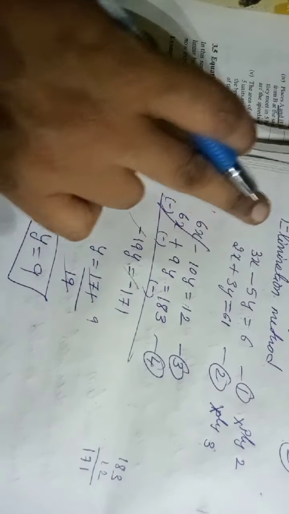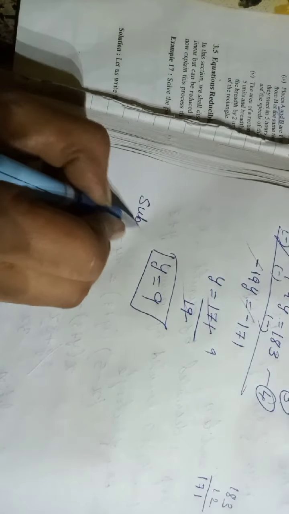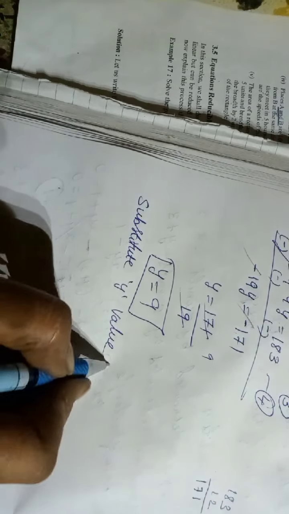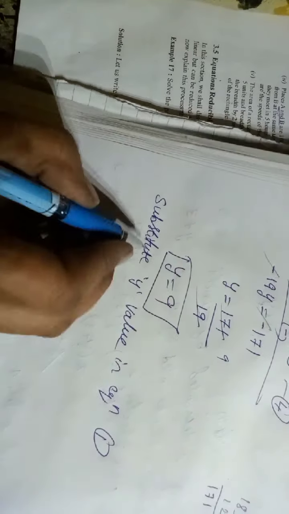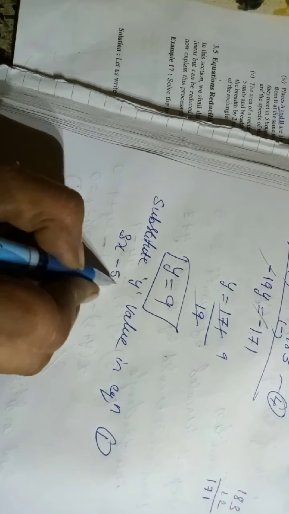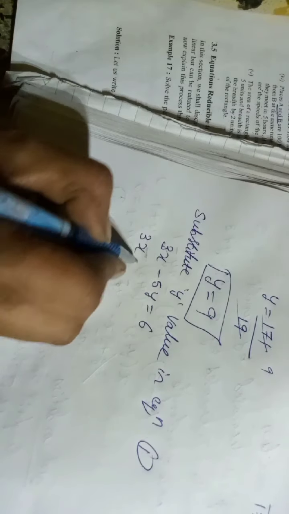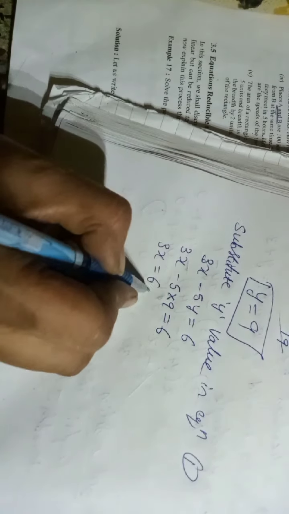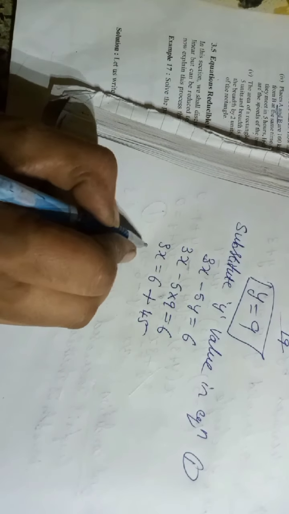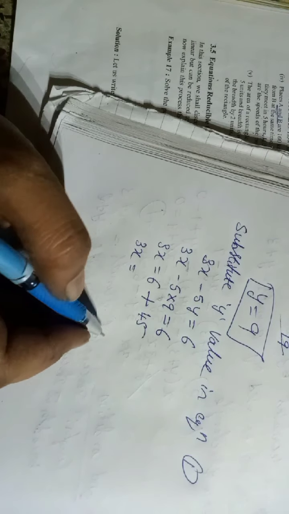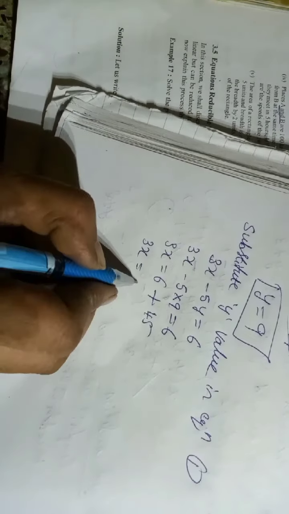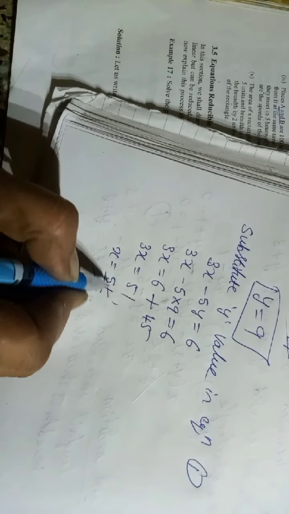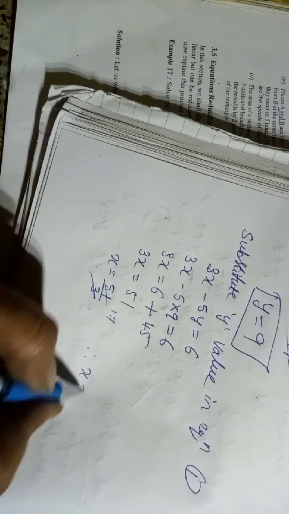After that, the next step is to substitute the y value in any one equation, the simple one. I will substitute in equation one only. Substitute the y value in equation one. So 3x minus 5y is equal to 6. So 3x minus 5 into 9 is equal to 6. 3x is equal to 6 plus 45, transferring this one, 9 fives are 45. So how much is it? 51. So x is equal to 51 divided by 3. 3 seventeens are 51. Therefore, the x value is 17.